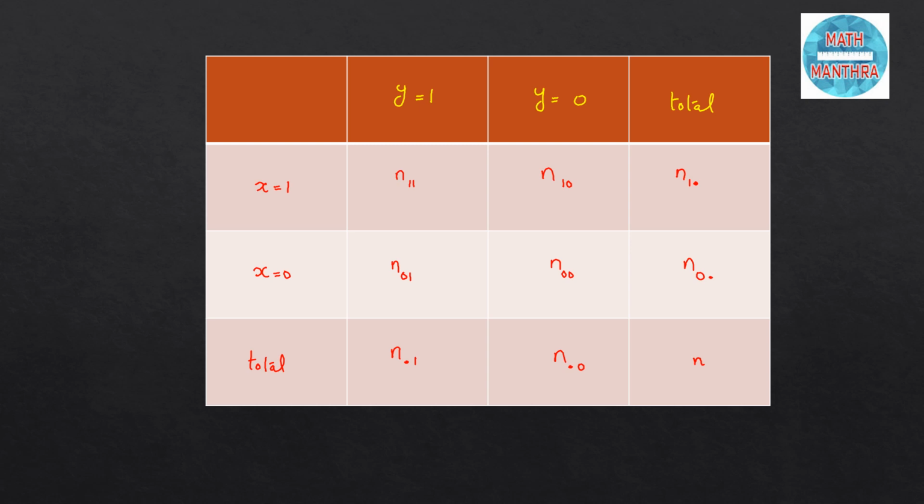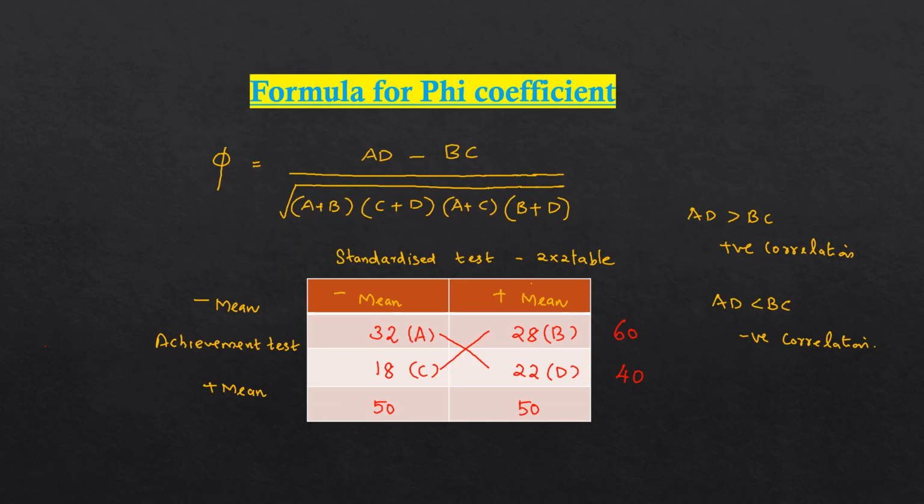Now let us see how to find the Phi correlation using the formula. The formula for the Phi coefficient is given by phi equals AD minus BC divided by the square root of (A plus B) into (C plus D) into (A plus C) into (B plus D). Now to find the Phi correlation coefficient, let us take an example. To establish the relationship between a standardized test result and an achievement test, let's see how we can find the Phi correlation coefficient between these two test results.